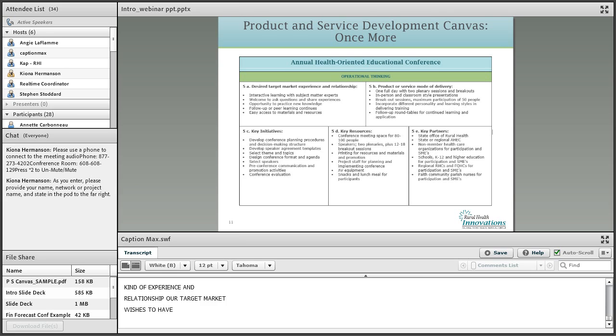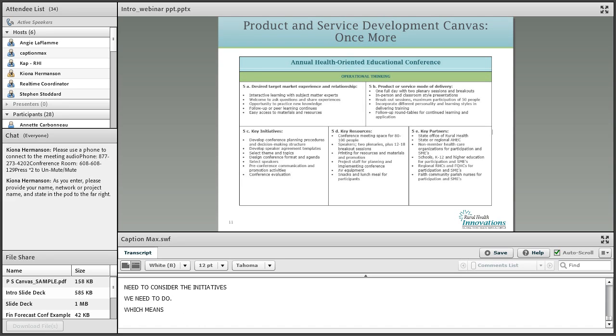In this case, we're considering what kind of experience and relationship our target market wishes to have with us and how to deliver that. Well, in an educational conference, we thought about things like interactive learning, opportunity to practice new knowledge, and easy access to materials, along with a service delivery of one full-day conference with a couple plenary sessions and breakouts, classroom-style presentations, incorporate different personalities and learning styles.